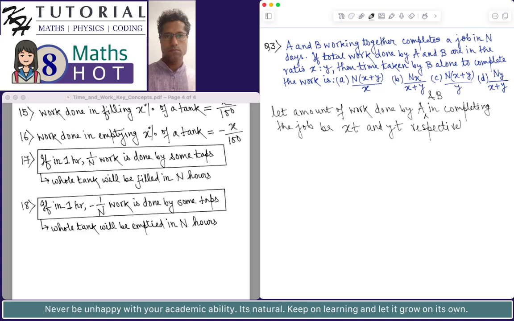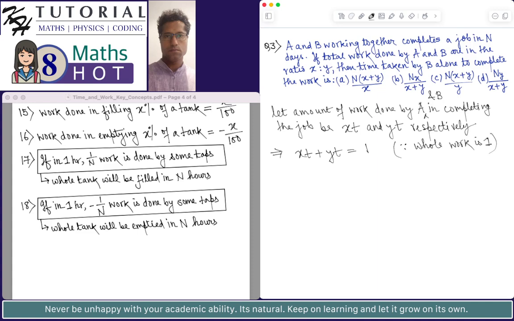That is, we have assumed that based on the given ratio x is to y, the total work done by A in completing the job is xt and the total work done by B in completing the job is yt. Now, please remember that we must have xt plus yt equal to 1, because the whole work is 1.